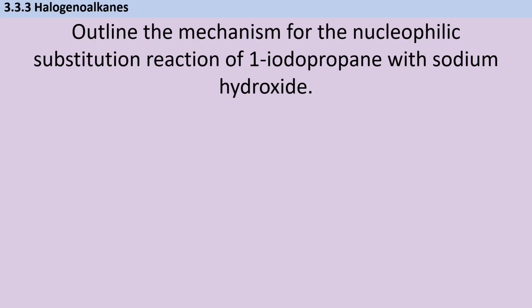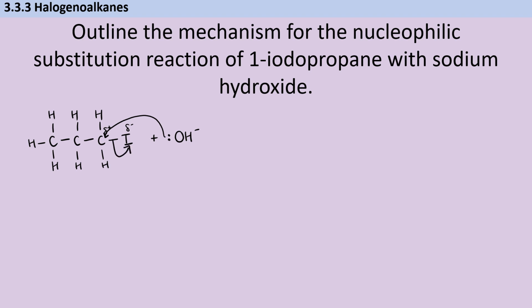A more typical phrasing for an actual exam question would ask you to outline the mechanism for the nucleophilic substitution reaction of 1-iodopropane with sodium hydroxide. So the first thing I need to do is draw my 1-iodopropane, and like I keep doing, I'm going to add those delta positive, delta negative signs to the carbon-halogen bond. Then I'm going to add in my hydroxide ion, making sure that it's got a clear lone pair. My first arrow is going to go from that lone pair to the delta positive carbon, and my second arrow is going from the middle of that carbon-iodine bond just to the iodine. Then I can draw my products, which here are going to be propan-1-ol and that iodide leaving group.